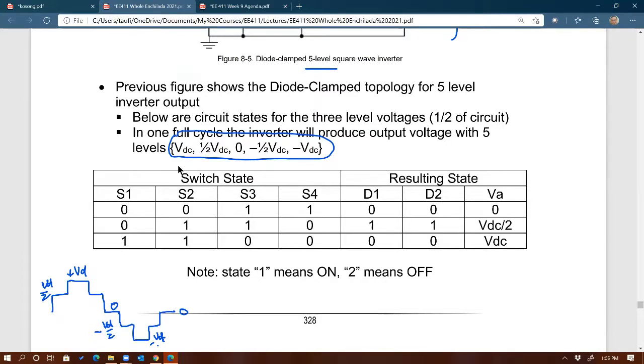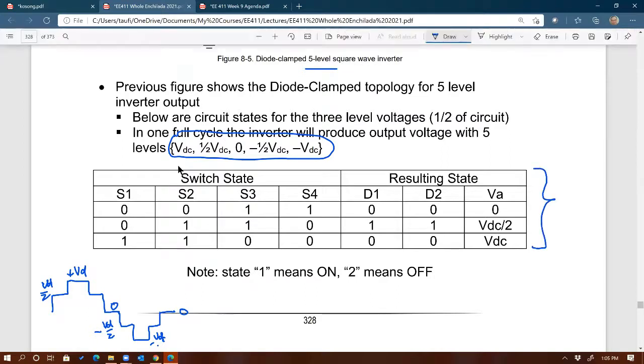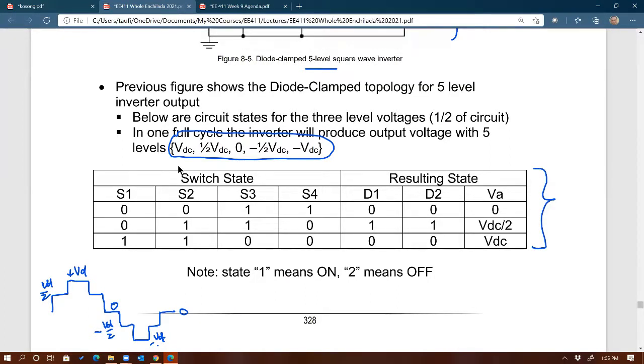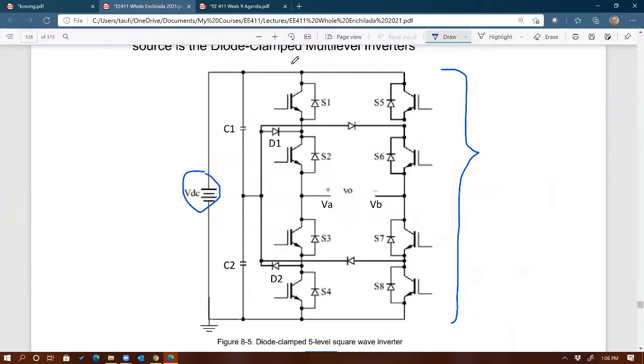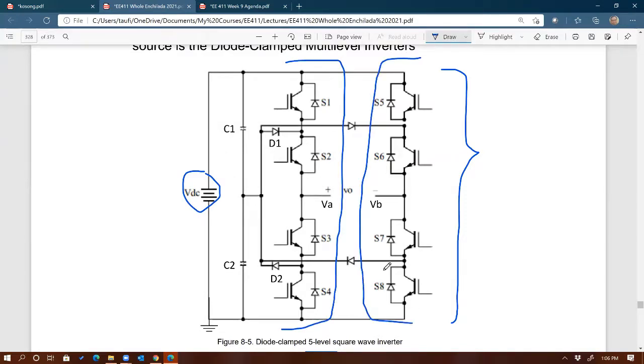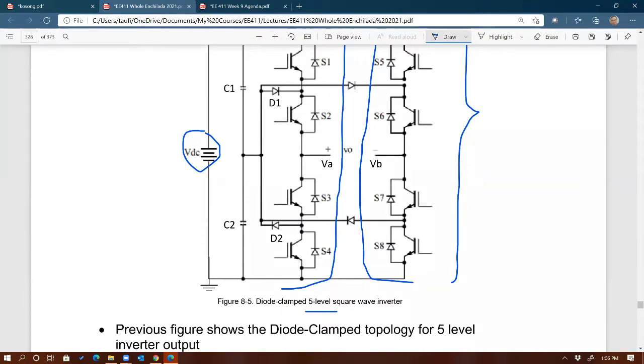Here's an example of how you would control the switches to produce the levels, only for the positive half cycle. The other half cycle, which is negative, is going to be just the opposite of this, or similar to this, but for the other half of the topology. So you can see we have 2 halves of the topology. The left would give you the positive half cycle. The right portion of the circuit will give you the negative half cycle.